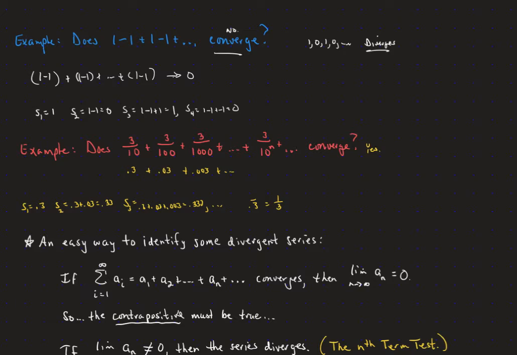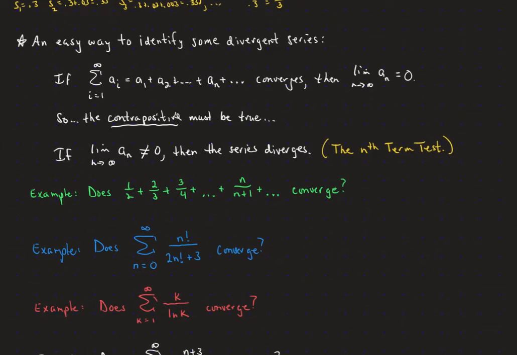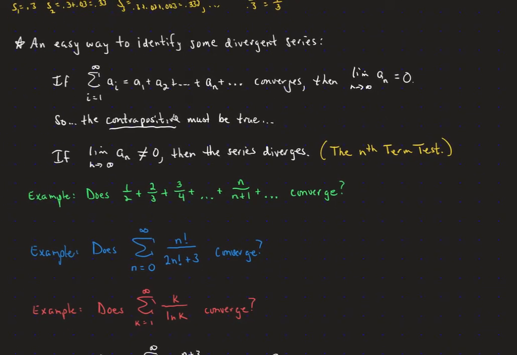Now, this is an interesting idea that we're going to have to talk about a little bit. There's an easy way to identify some divergent series. It does not find any convergent series. So if the sum of a sub i, a sub 1 plus a sub 2 and so on, converges, then we know that these terms must be getting smaller.